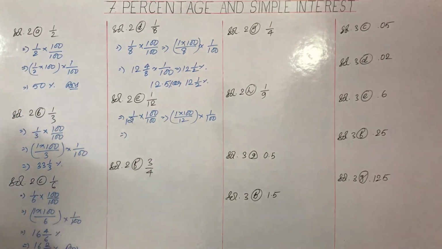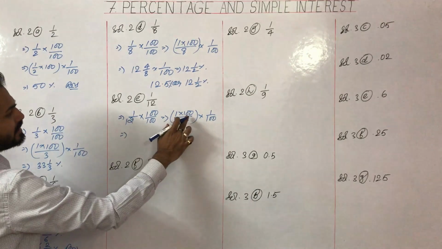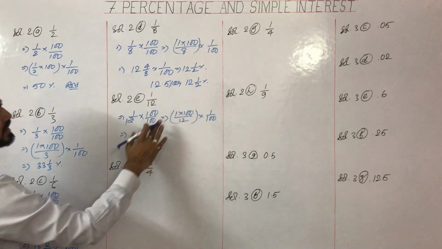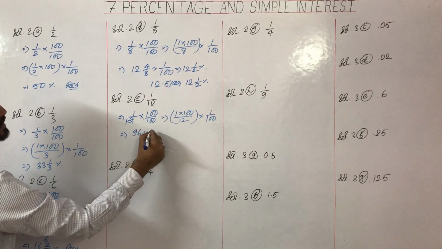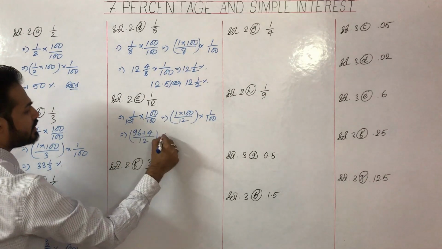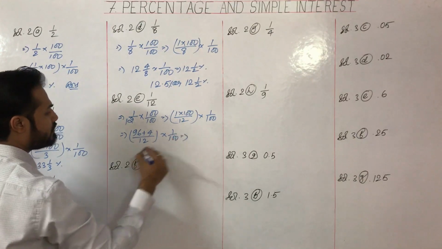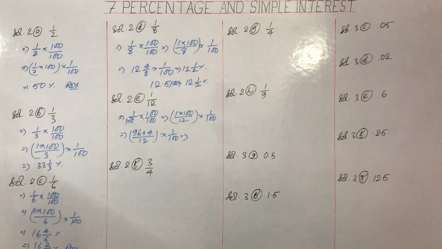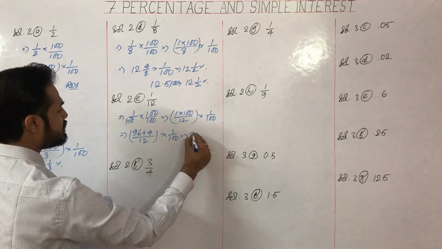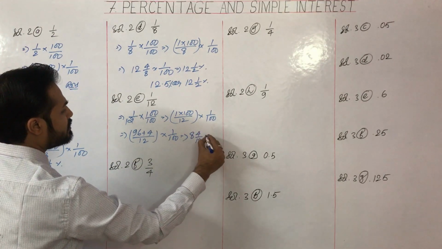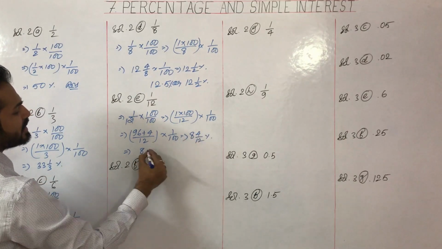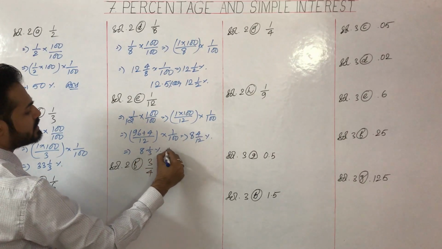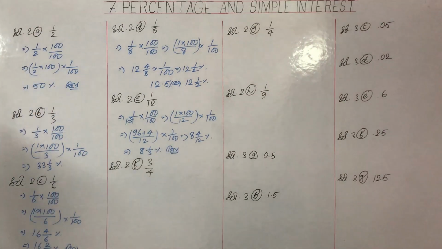Then 100 by 12. Again, it's not possible to divide 100 by 12 completely. So again, 100 by 12. Before 100, the multiple of 12 is 96. So 96 plus 4 by 12 into 1 by 100. Or we can write 96 by 12 is 8 and 4 by 12. So 8 4 by 12%, or 8, 4 by 12 means 1 by 3. So 8 1 by 3% is the answer.